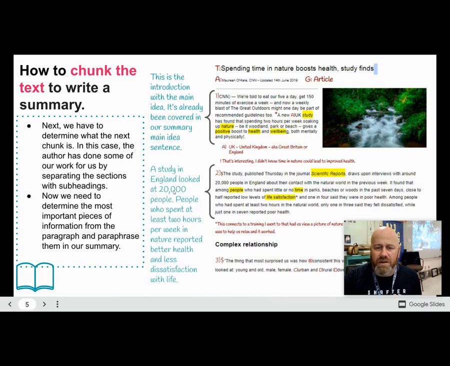Okay, so here's another chunk right here. Important information. The study in England looked at 20,000 people. People who spent at least 2 hours per week in nature reported better health and less dissatisfaction with life. Okay, we took a longer paragraph, we made it shorter, pulling out those important details.